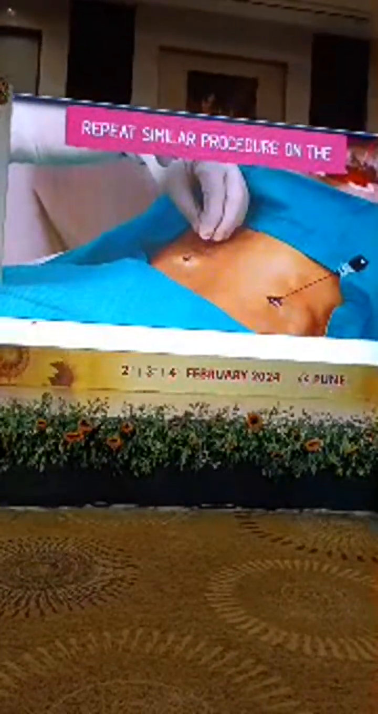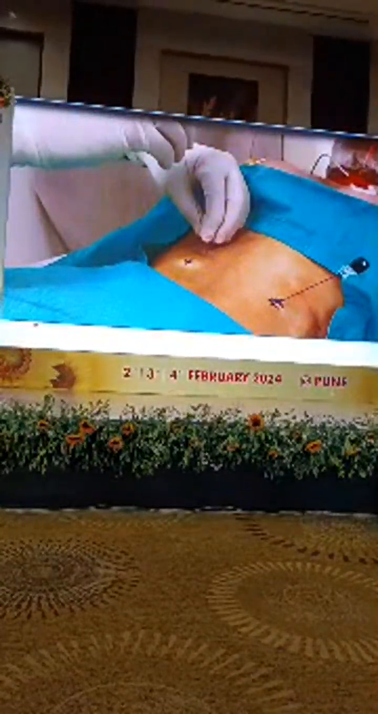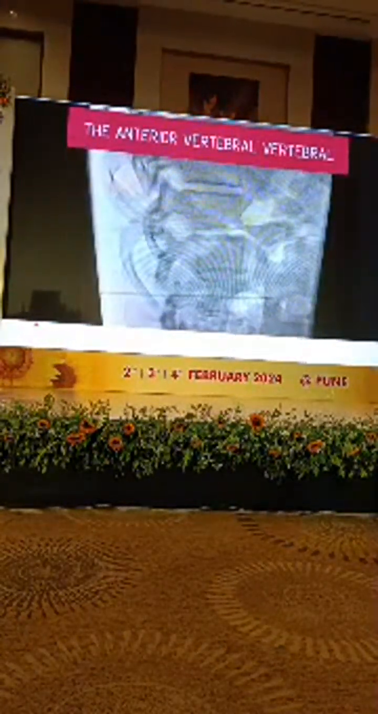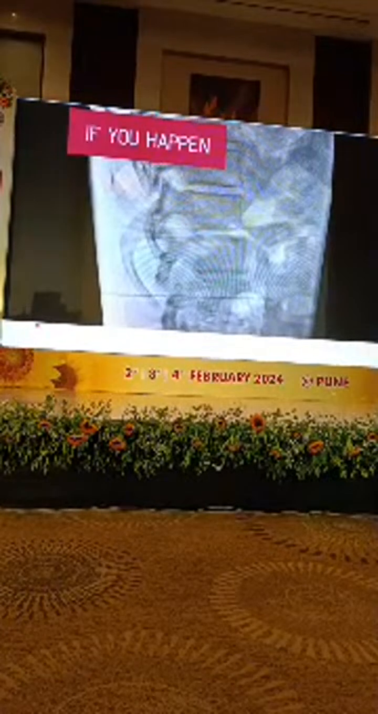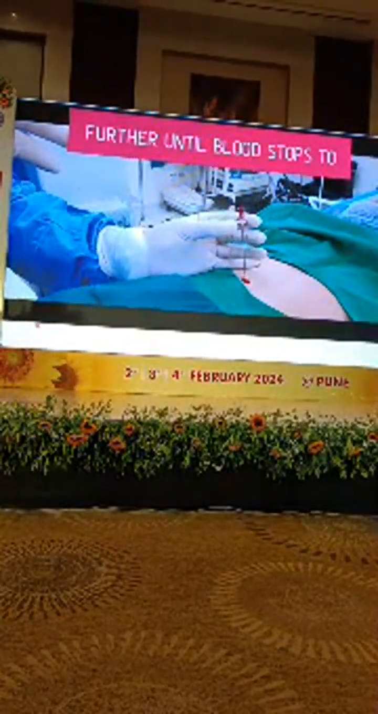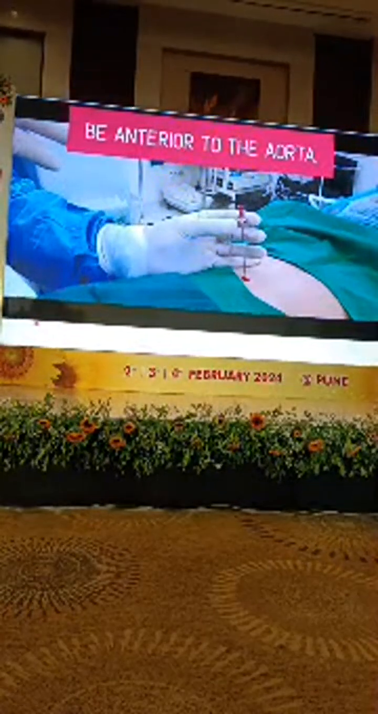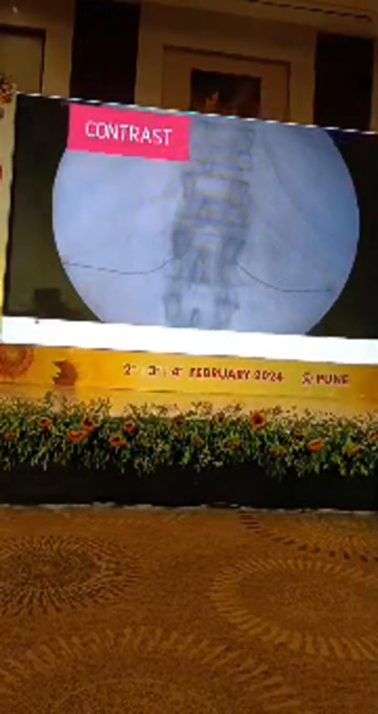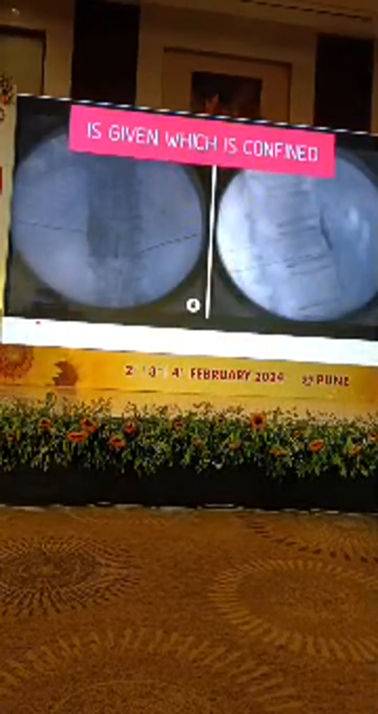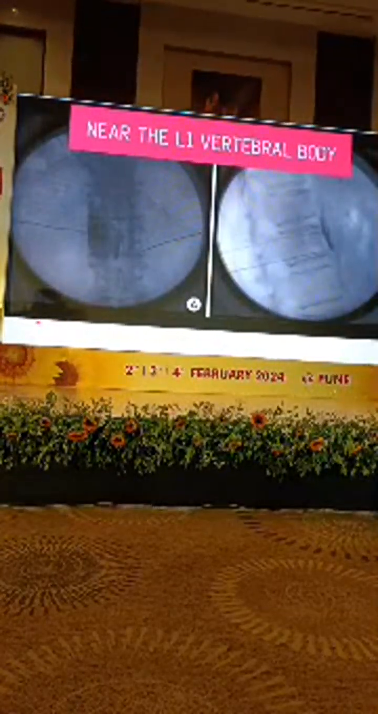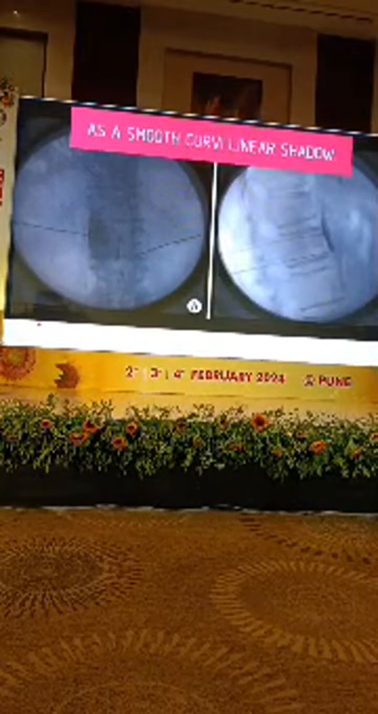Repeat a similar procedure on the other side. Advance the needle beyond the anterior vertebral border. If you happen to encounter blood, advance the needle further until the blood stops, to be anterior to the aorta. This is the final position of the needles. Contrast is given, which is confined to the midline and concentrated near the L1 vertebral body as a smooth curvilinear shadow.